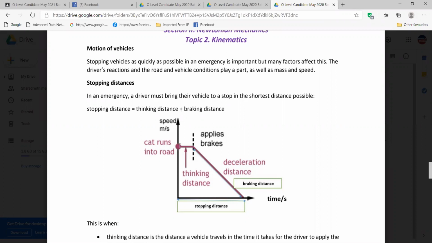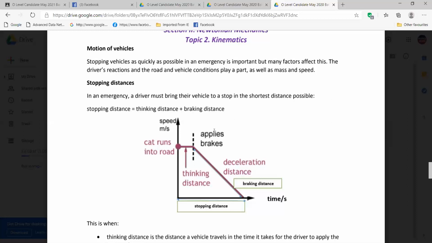So this thinking distance is normally fixed, unless the driver is sick or distracted by something, like talking over the phone. At that time, the thinking distance will be more. Otherwise, our reaction time is always constant for a human being.